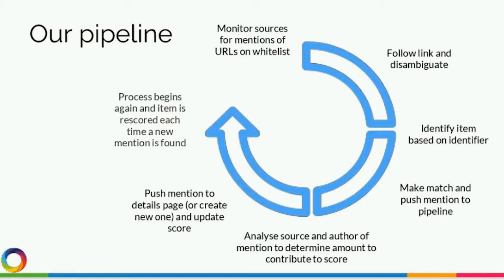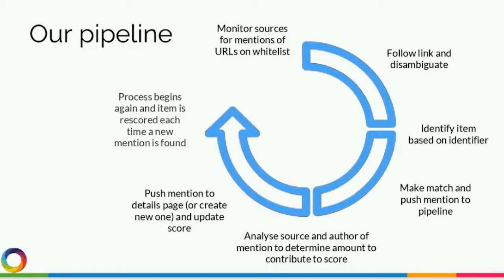So our pipeline. As I mentioned, maybe it's a little bit clearer here. We monitor the sources for mentions. We follow the link. Crucially, we also disambiguate between different versions of the paper. So someone might link to, for example, the PubMed record, and someone else might link to your journal publisher page. We'll match those two together so that you only get one combined record of the attention for what is actually the same paper.